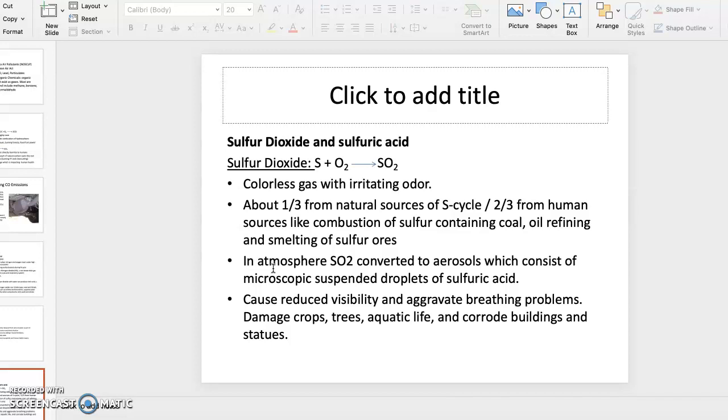Turning the page, sulfur dioxide and sulfuric acid. This is going to be colorless with an irritating odor. It's about 1/3 of the natural sources of the sulfur cycle. If you need to, go back and look it over. 2/3 is from human sources like combustion of sulfur-containing coal, oil refining, and smelting of sulfur ores. There's actually a sulfur mine outside of San Antonio.